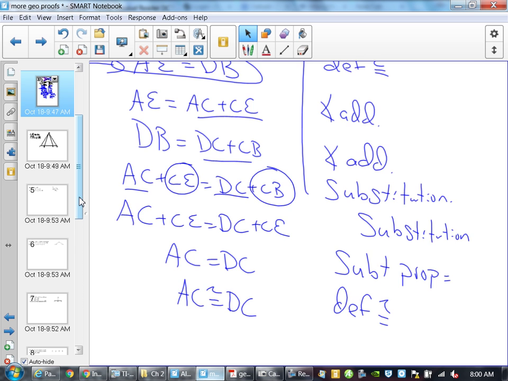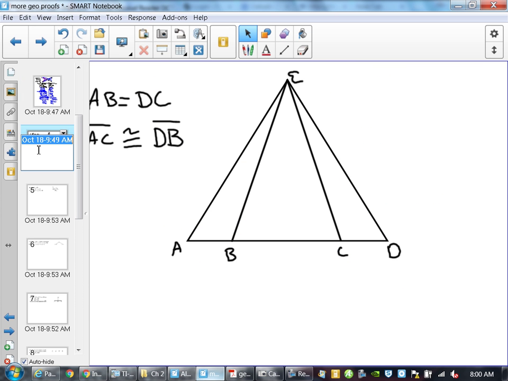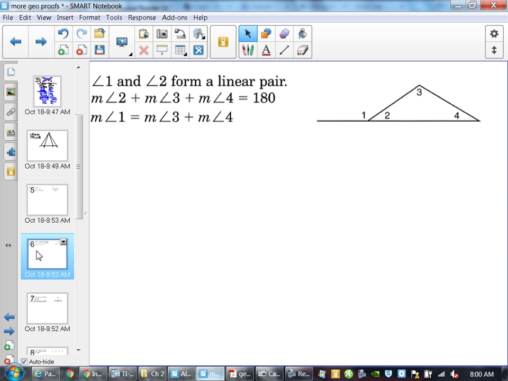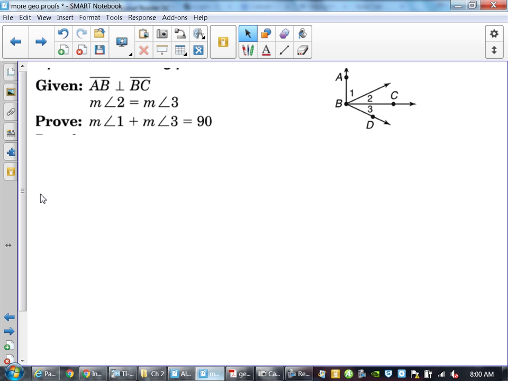Let's see, I'm just going to skip this one. Let's do this one. We'll go to an angle addition one. We'll go back to a segment in a second. So you have perpendicular, you've got some angles that are equal to each other.